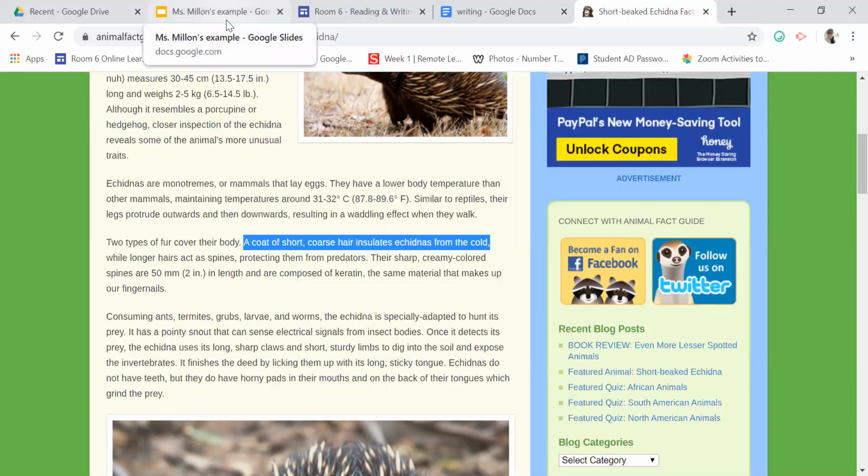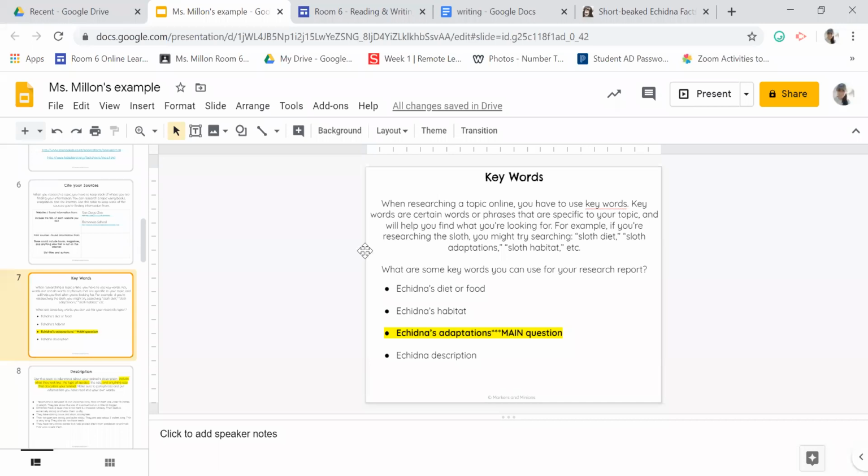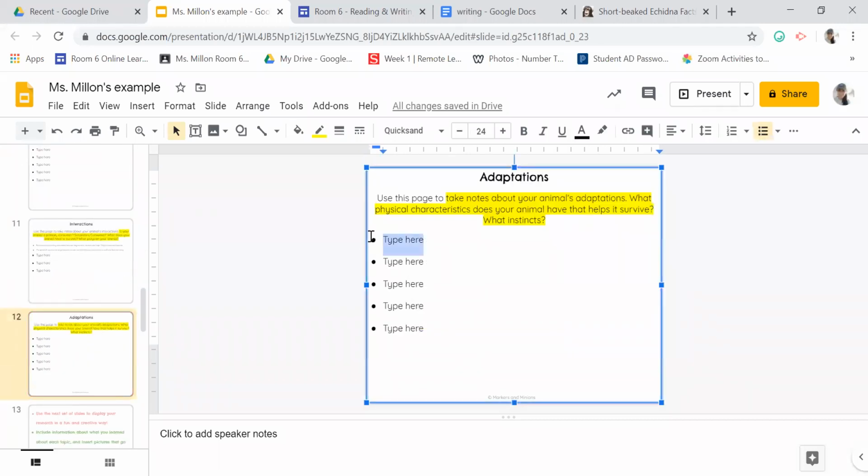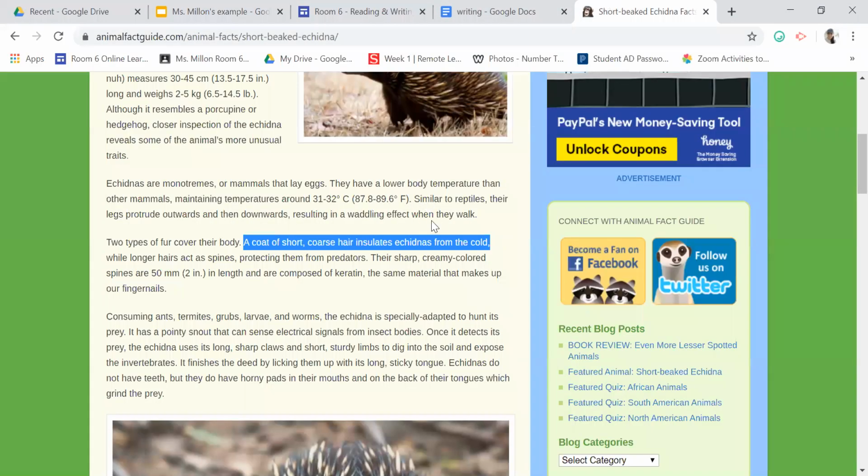I'm taking it and putting it in my own words. And you might have to go back and forth between the article and your note taking to help you do that. Okay, so I'm going to put that here because that seems like an adaptation. It helps them to survive in the wild. So I'll put echidnas have short, thick hair that keeps their bodies warm in cold, maybe we'll put in cold environments, right? Or you could put in cold habitats, or their habitat. Okay, so that is an adaptation.